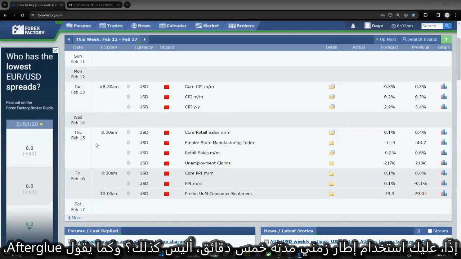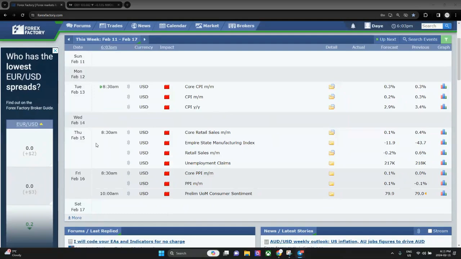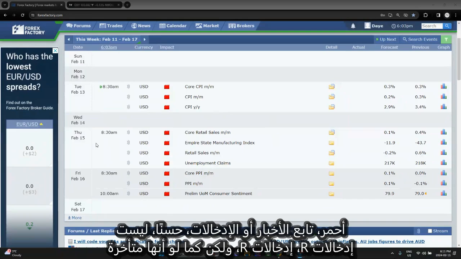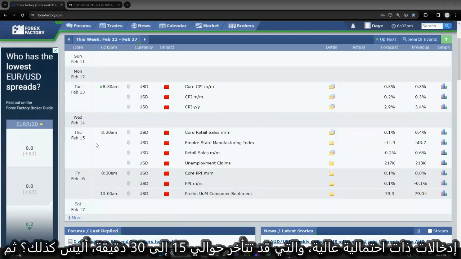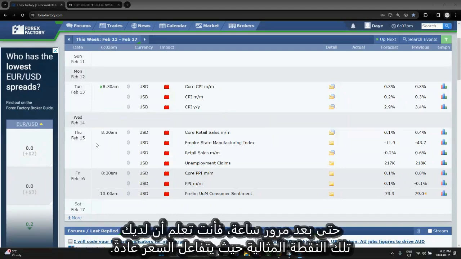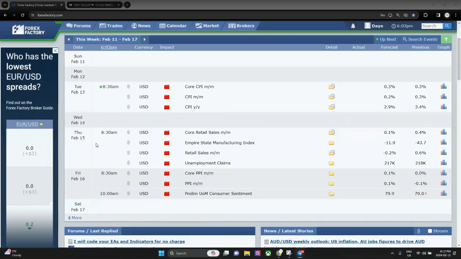And yes, as Afterglow says, red folder news are entries. Well, not entries, but they are delayed high probability entries, which probably delay around 15 to 30 minutes, right? And then even after an hour afterwards, you have that sweet spot where price usually reacts.